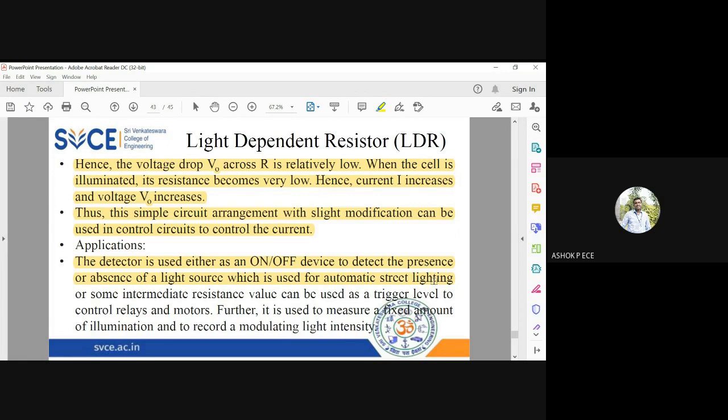Or, depending on the response, you can trigger some relays or motors, and it can also measure illumination. Depending on the resistance value you have, you can measure how much light is falling on the device, because resistance is proportional to the amount of light, right? So you can easily measure how much illumination is falling on the light dependent resistor.